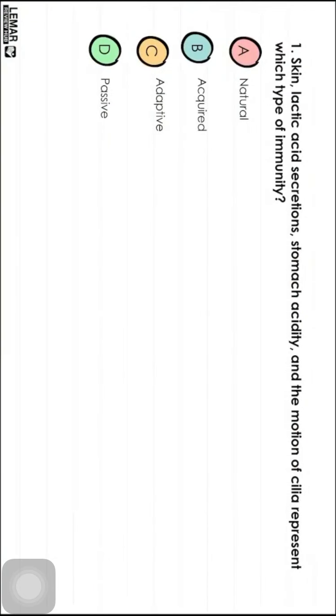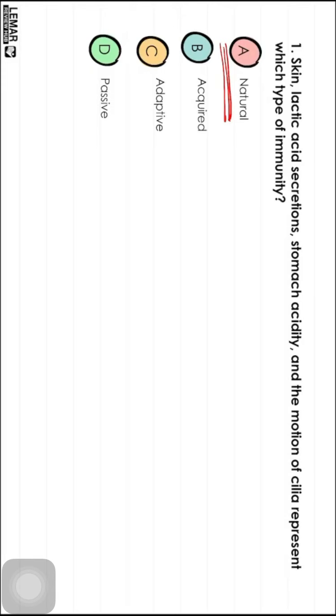Number 1, skin, lactic acid secretions, stomach acidity, and the motion of cilia represent which type of immunity? Choices are natural for letter A, B, acquired, C, adaptive, or letter D, passive. For this question, the answer is natural immunity. So the answer is natural immunity.